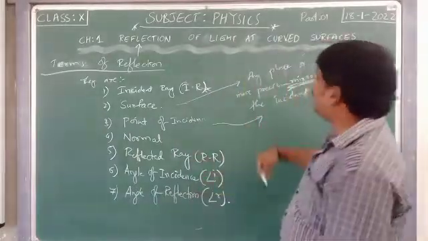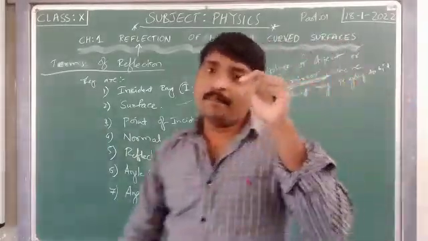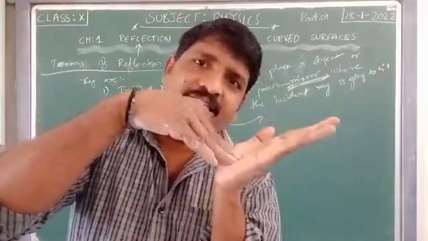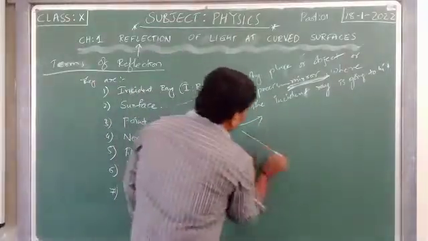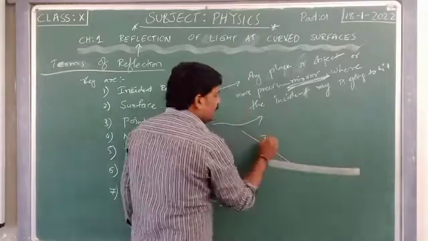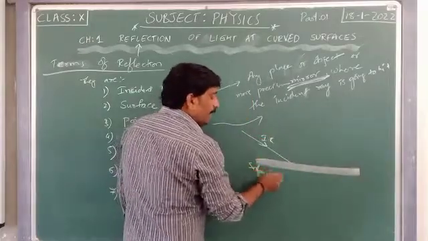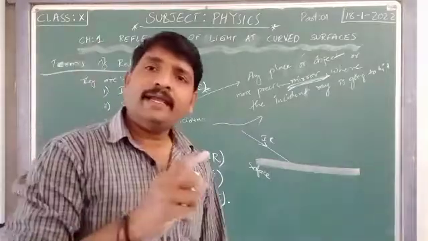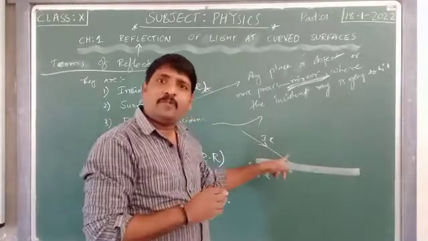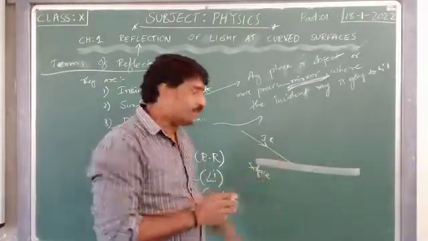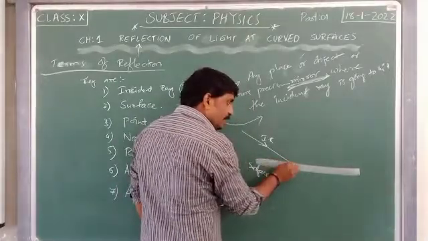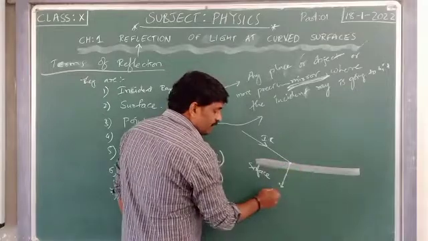Understand? Now, when we talk about the point of incidence, the place or the point at which the incident ray is going to hit that surface is called the point of incidence. For example, this incident ray is going to hit this surface, and at which point the incident ray is going to hit that surface, this point is called the point of incidence.